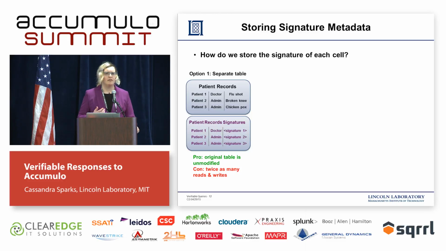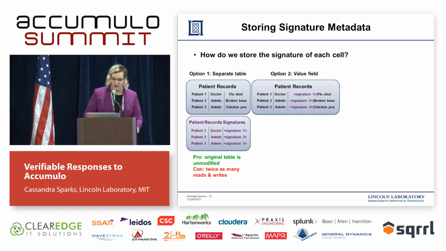But the downside here is that now you're doing twice as many queries and twice as many writes. Every time you want to write something, you have to write it, and you also have to write a cell that contains its signature. And if you want to query something and verify it, you have to query that cell, and then you also have to query for its signature. So that might or might not work for you. If it does, great. If not, we have a couple other options. The second option is to store things in the value field.